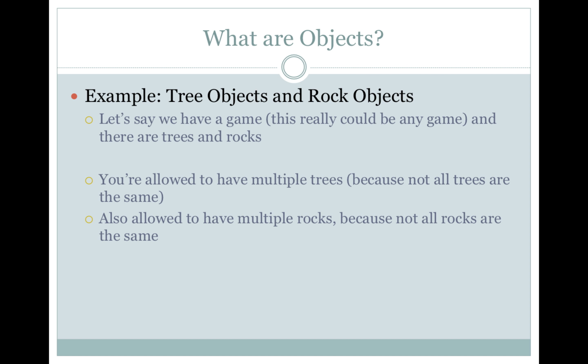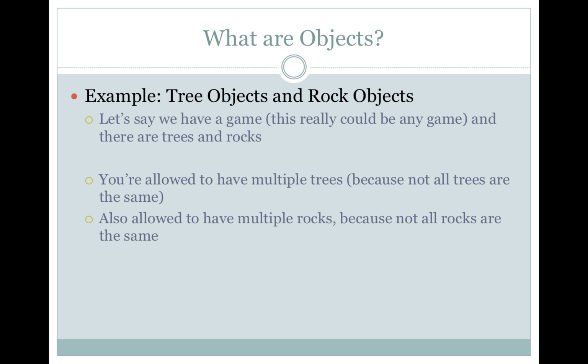Well, you're allowed to have multiple trees in the program because not all trees are the exact same object, right? You have a tree behind you, a tree in front of you. These are different objects, and you can see that they're different, and they're not exactly the same, right? One tree might be taller. One tree might have fewer leaves. It might be a different species of tree, right? But the object will take all that and keep it inside the object, and the program will know that it's a tree. Okay, and you'll know that it's a tree, and you'll be able to see all the differences.